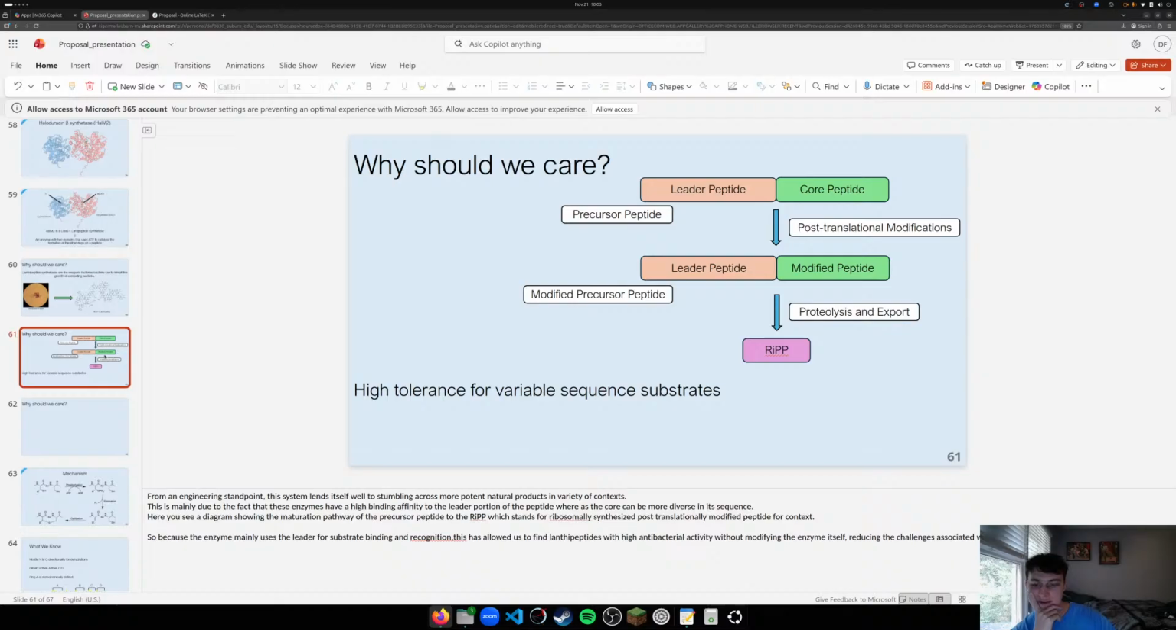It's mainly due to the fact that these enzymes have a high binding affinity to the leader portion of their peptide, and the core can be more diverse in its sequence. So because the enzyme mainly uses the leader for substrate binding and recognition, this allows us to find.